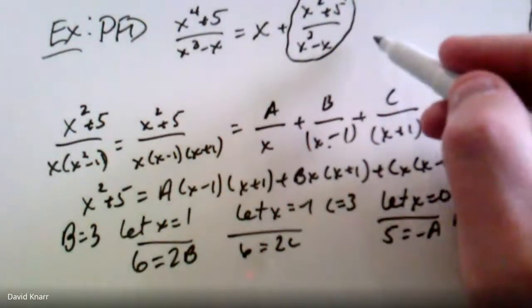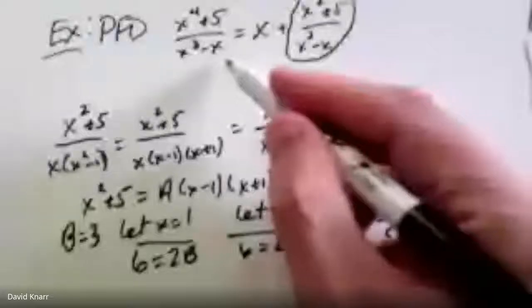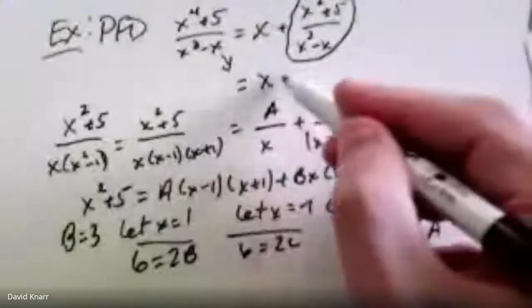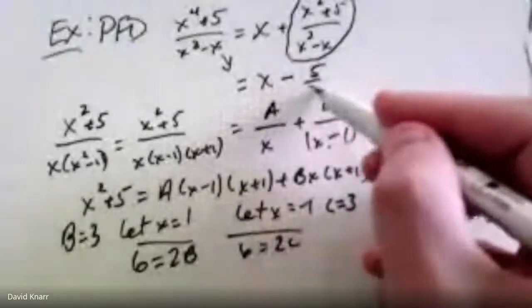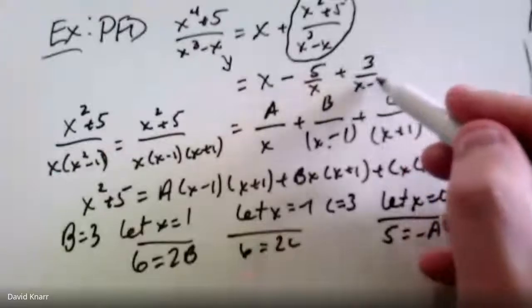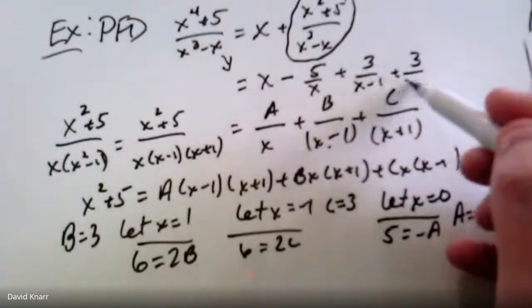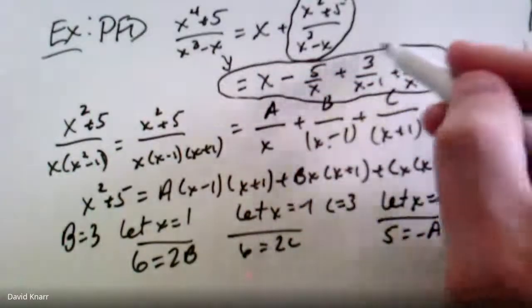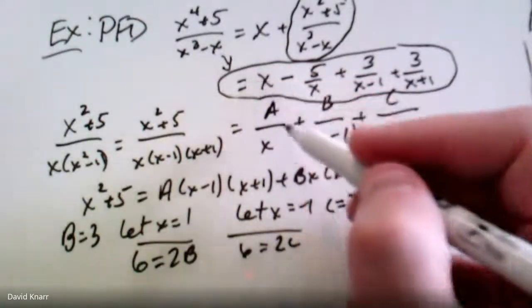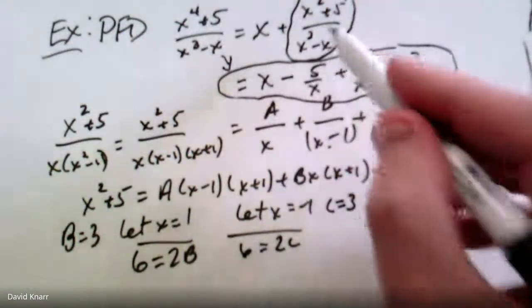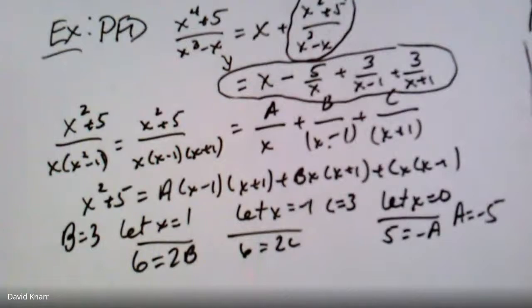So now our final answer is going to be this fraction is equal to x minus 5 over x plus 3 over x minus 1 plus 3 over x plus 1. This is the correct answer. The long division counts as part of the answer. This was in the quotient. This is part of the answer. And then we decomposed the remainder, and that's what we got when we decomposed. That's the correct answer. Okay?